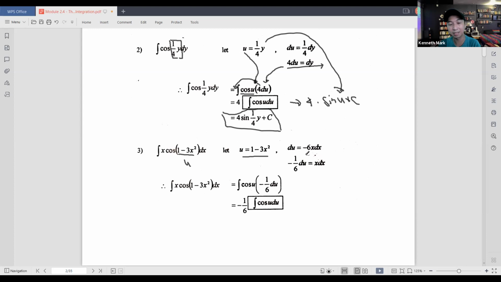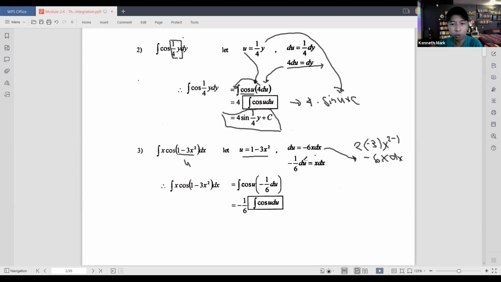Paano naging negative 6x dx? So, ito, 0 ito, derivative of a constant is 0. Then, derive natin ito, that is 2 times negative 3 x squared, n minus 1, so that is 2 minus 1. So, magiging negative 6x dx. Okay. Recall na lang sa derivation.